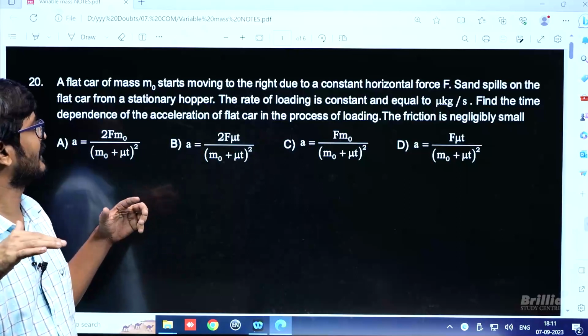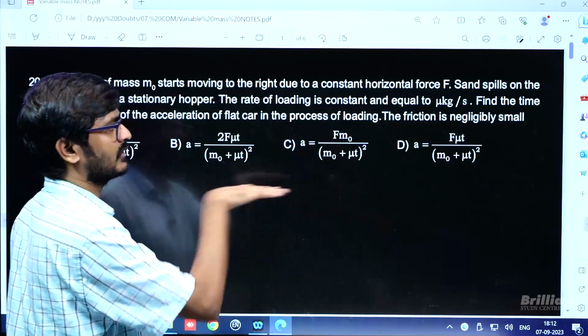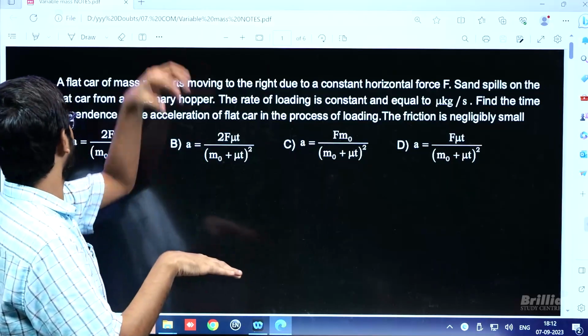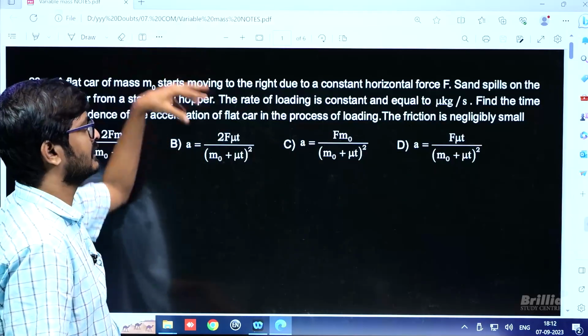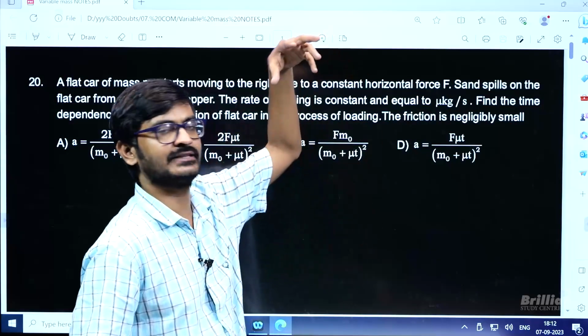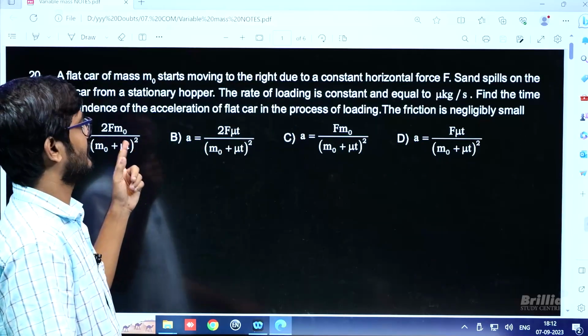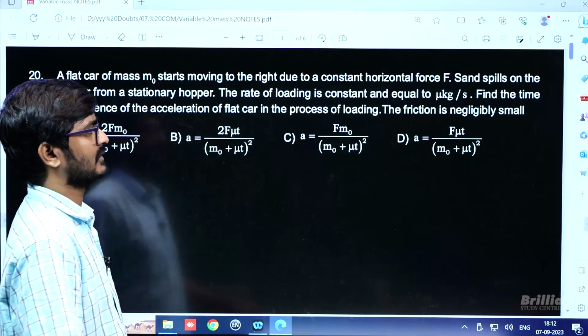A flat car of mass m0 starts moving to the right due to constant horizontal force F. Sand is spilling on the flat car from a stationary hopper. The rate of loading is constant and is equal to mu kg per second. So sand is falling at a constant rate. Find the time dependence of acceleration of the flat car in the process of loading.